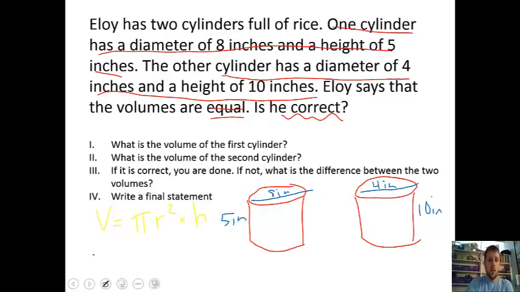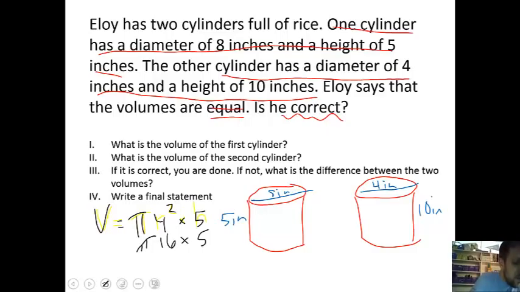For this first one, the pi is pi. The radius of 8 is actually 4. Remember, half of the 8, or half of the diameter, is the radius, so I need to put 4 squared, and then multiply that by the height, which is 5. Okay? So volume is equal to pi times r squared times 5. 4 squared is 16, so I have pi times 16 times 5. And 16 times 5 is 80.